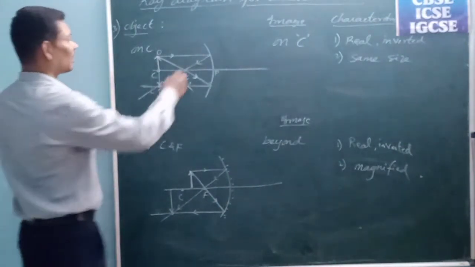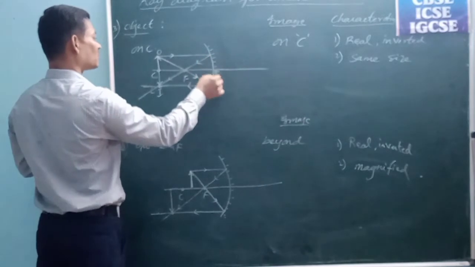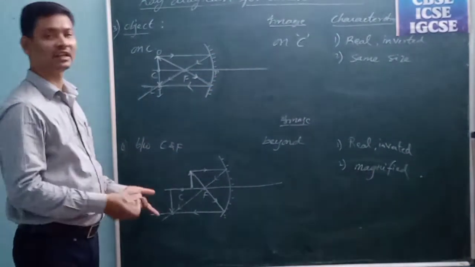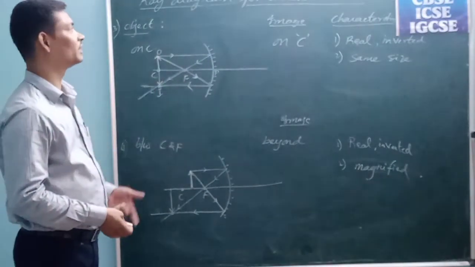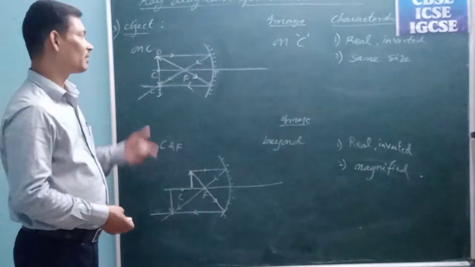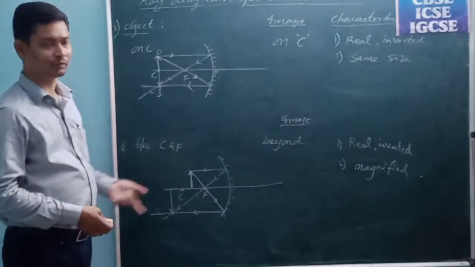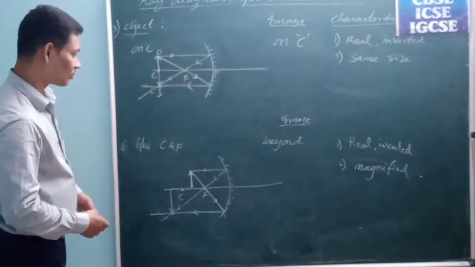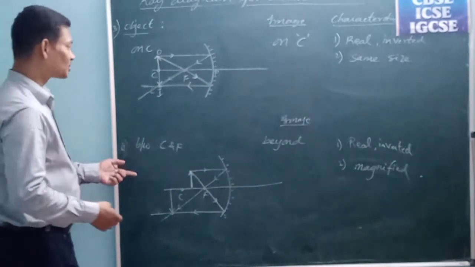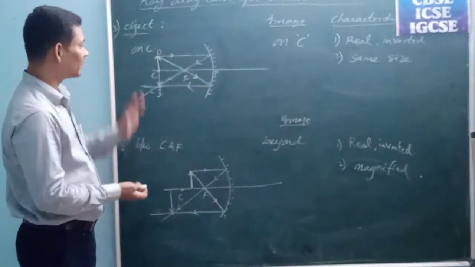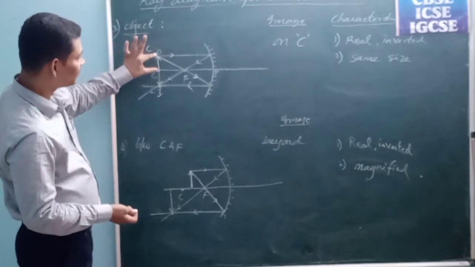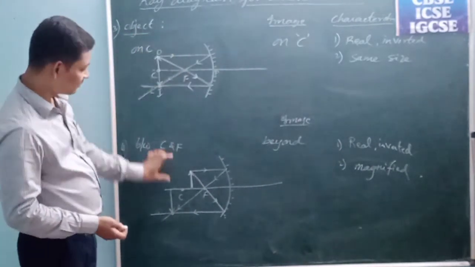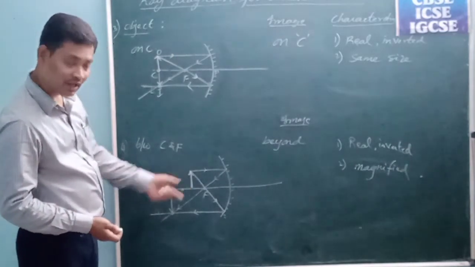So here we are discussing the image positions and their characteristics for a concave mirror when we keep the object at different positions. Here the position number 3 is finished. Coming to position number 4. Now I am moving this object from this position to here, in between F and C.